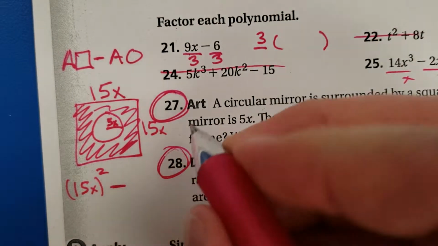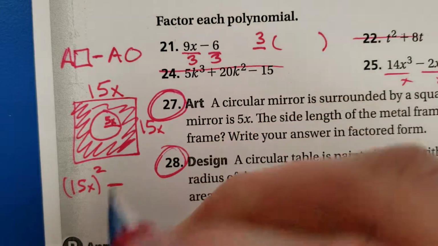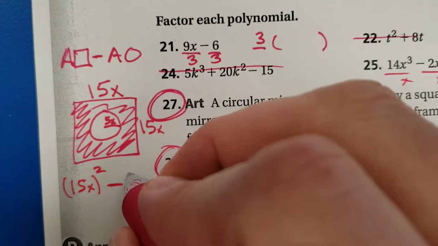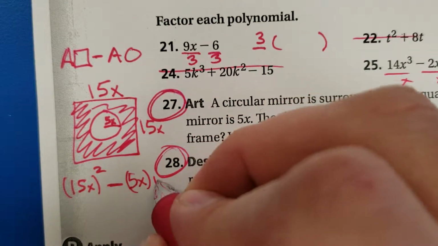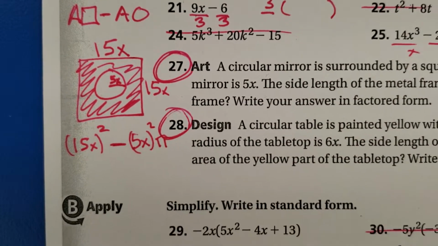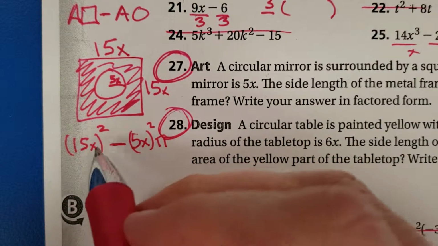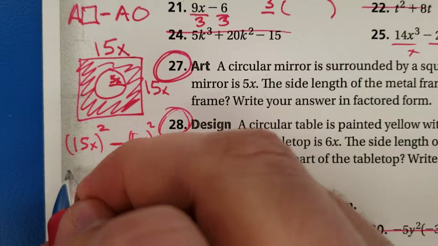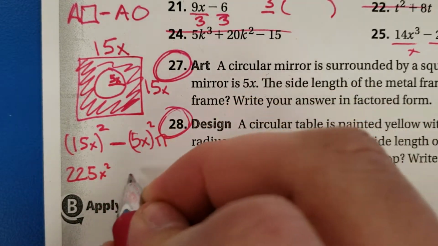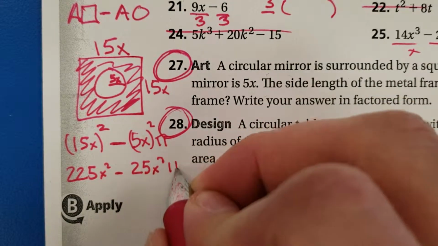Then we would minus the area of a circle. How do you find the area of a circle? It's radius squared times pi. Oops, forgot the square right there. Okay, I'm going to do this one all the way through. This is the tough one. Okay, so 15x squared is basically 15 times itself. So that's 225, and then x squared is x squared. 5x squared is 25x squared, and there's still that times pi.